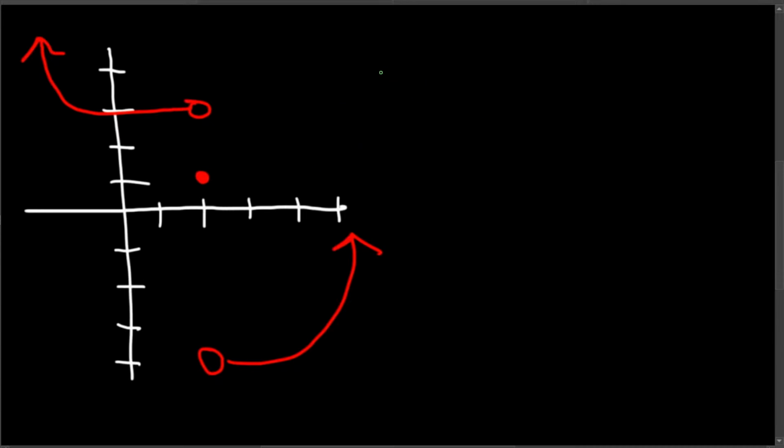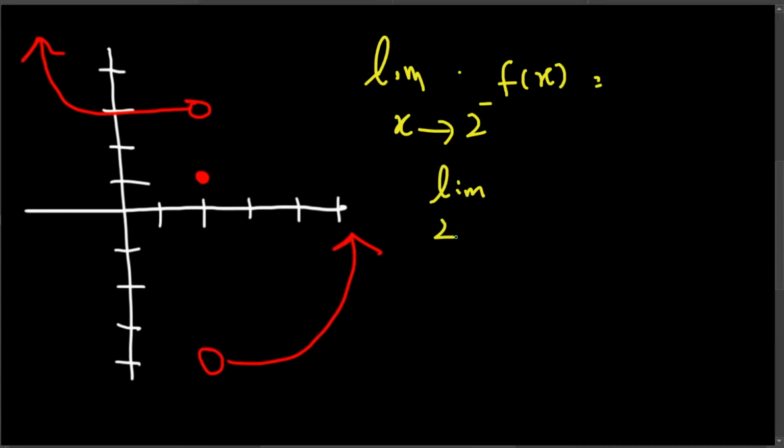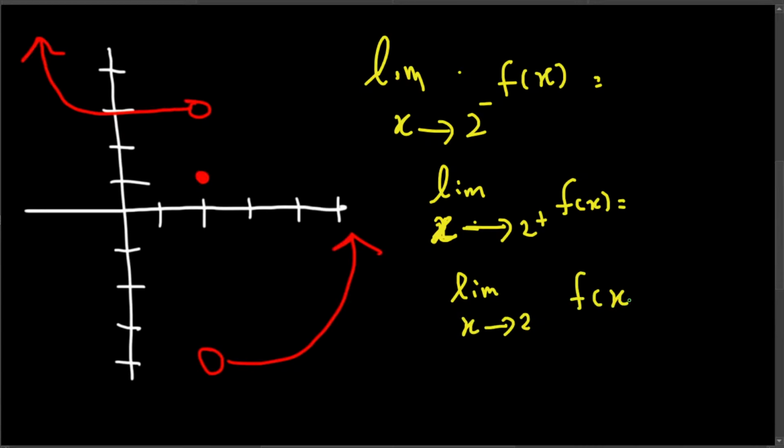Let's say we have the limit as x approaches 2 from the left side. What is the y value? And the limit as x approaches 2 from the right side, what's the y value? And when x approaches 2 from both sides, what's the y value? And also f of 2. Now let's go ahead and see one by one.